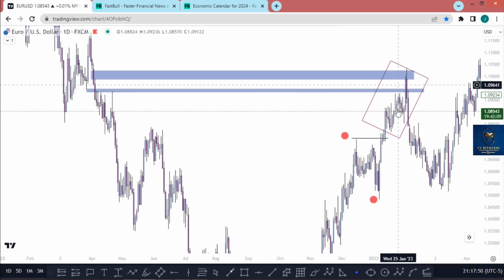As you can see, market is touching the zone. Look at your range structure here. Market is touching your zone, then it starts rejecting. Then you can look for a sell opportunity after this candle rejection.